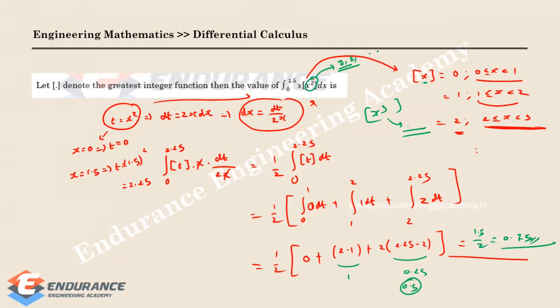Okay. So 0.75 is correct. Two persons have answered it correctly. So shall we move to the next question?